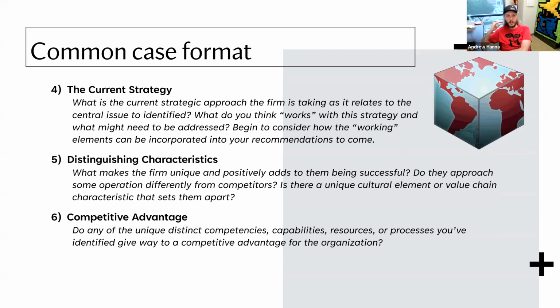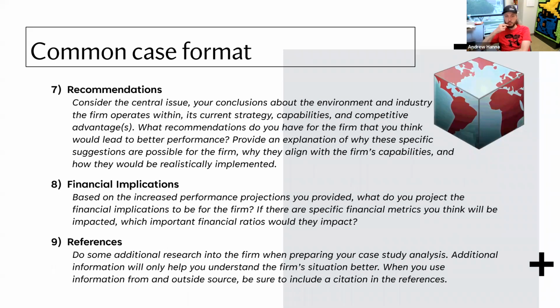And then by looking at those distinguishing characteristics, what is its competitive advantage right now? What is the unique, distinct competency or resource or process or whatever it is about this organization that sets it apart, that is its competitive advantage against its competitors? You'll have a section that touches on your recommendations, which this part is worth 20% of the entire thing. So make sure you pay attention to all the things we've talked about so far.